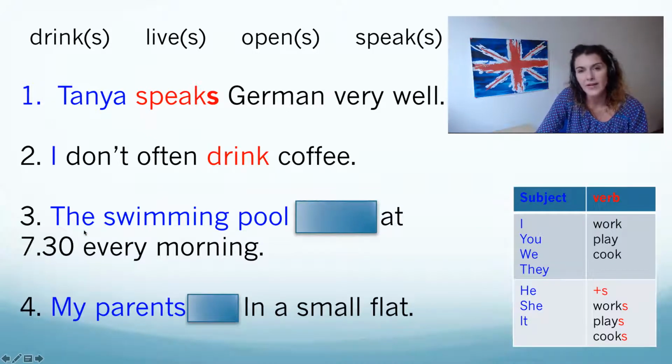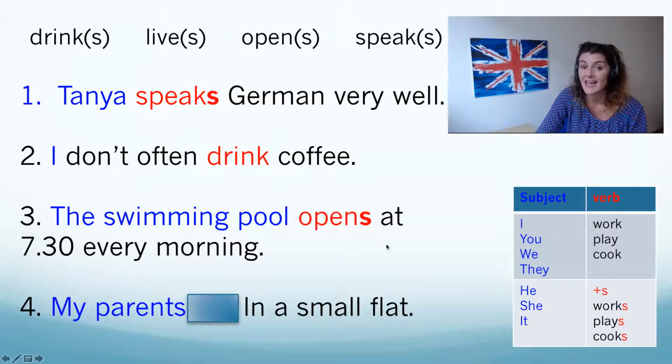What about number 3? The swimming pool at 7:30 every morning. What's the missing verb and what form should it take? Well done. The missing verb is opens, and we have an S. The reason for that is the subject is the swimming pool, which is the same as it. It opens at 7:30 every morning.